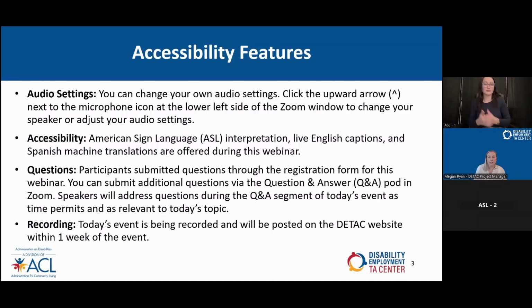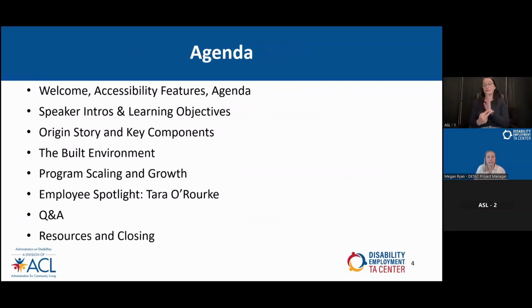All right, with all that covered, let's take a quick look at our agenda. We're in the middle of our welcome, housekeeping, and accessibility features. Next, we're going to introduce our speakers really briefly and talk about what we hope you take away as far as learning objectives from today's event.